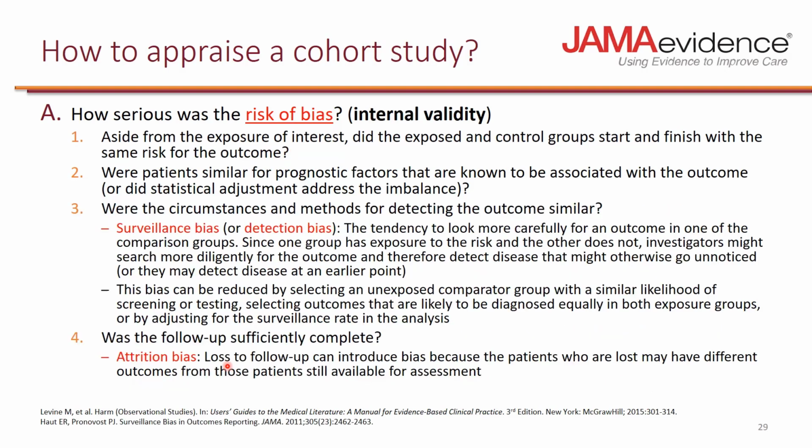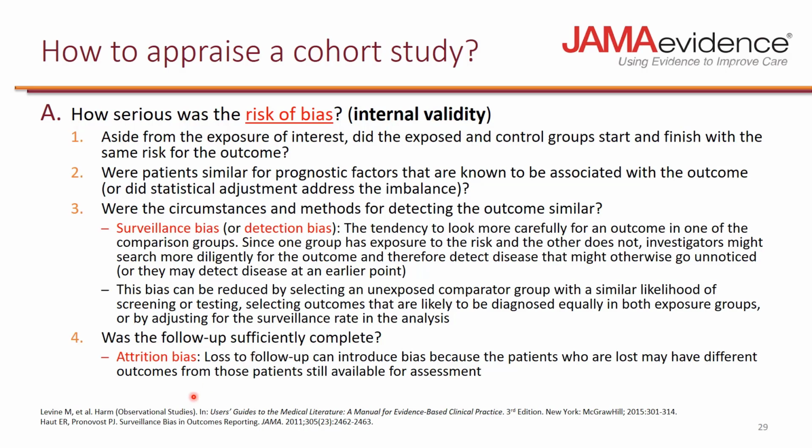Another bias that can emerge in cohort studies is detection bias, which is the tendency to look more carefully for an outcome in one of the comparison groups. This detection bias, which is also known as surveillance bias, can be reduced by selecting comparator group patients that are actually similar in likelihood of screening or testing, or by selecting outcomes that are likely to be diagnosed equally in both groups, or by adjusting for the surveillance rate in the analysis.